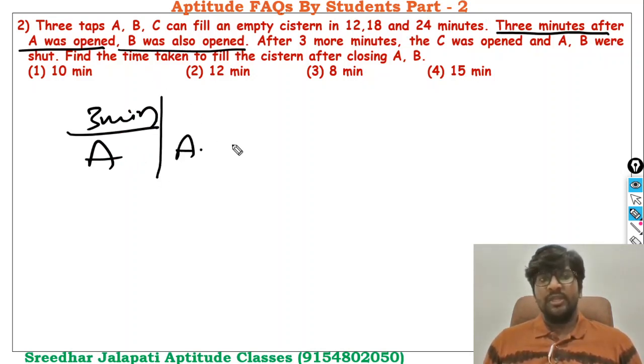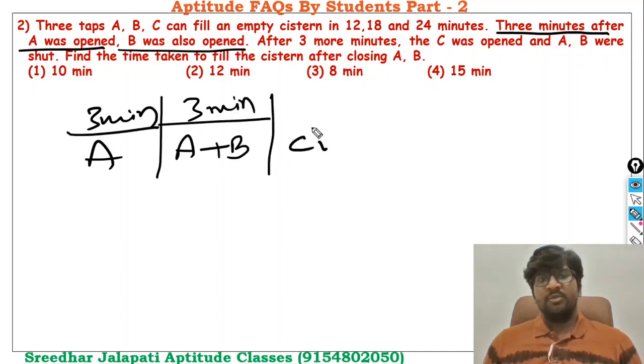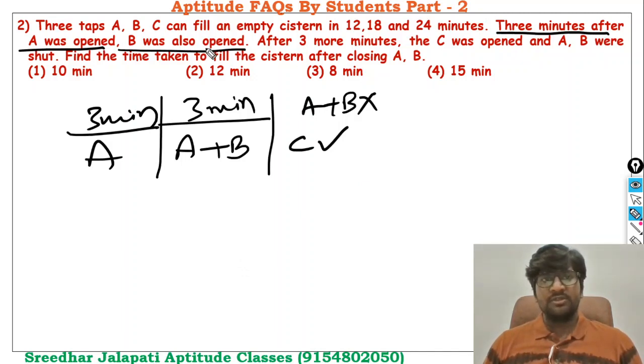That means now both A and B are opened. And after another 3 minutes, that means A and B opened for 3 minutes, after A and B opening for 3 minutes, now C is opened and A and B shut down. I repeat, 3 minutes after A was opened, B was also opened. That means for the first 3 minutes A was opened and it worked alone. Then B is also opened.